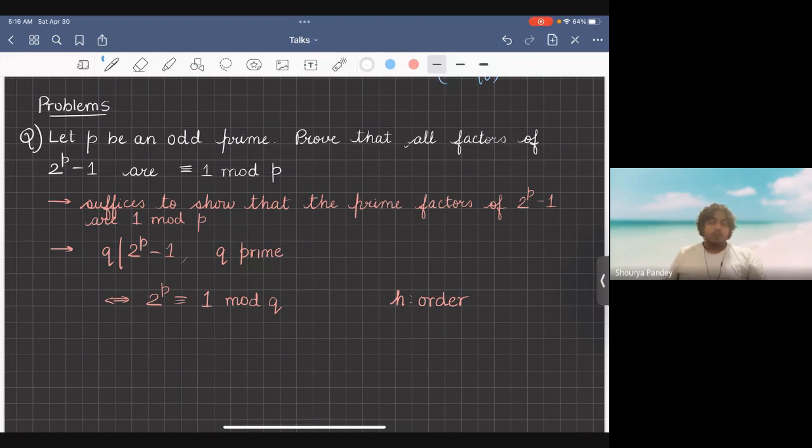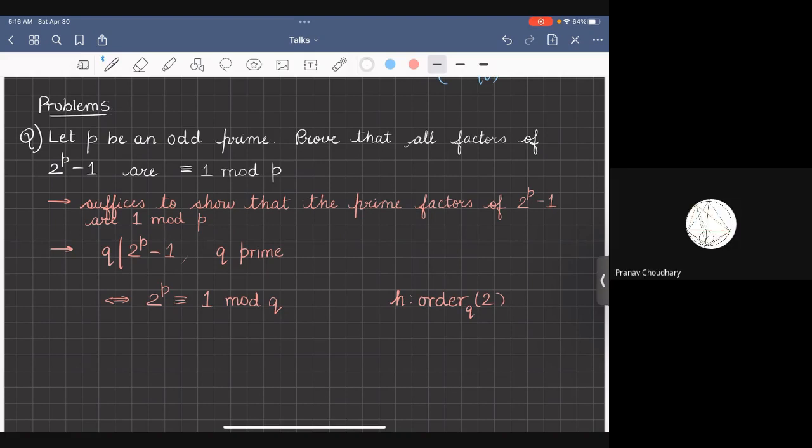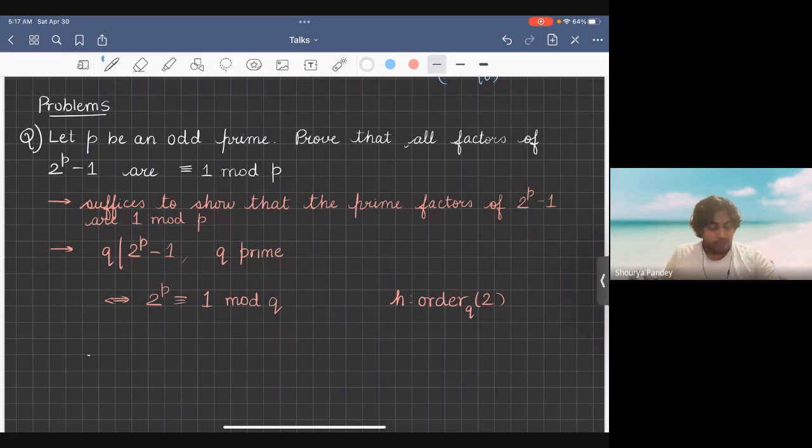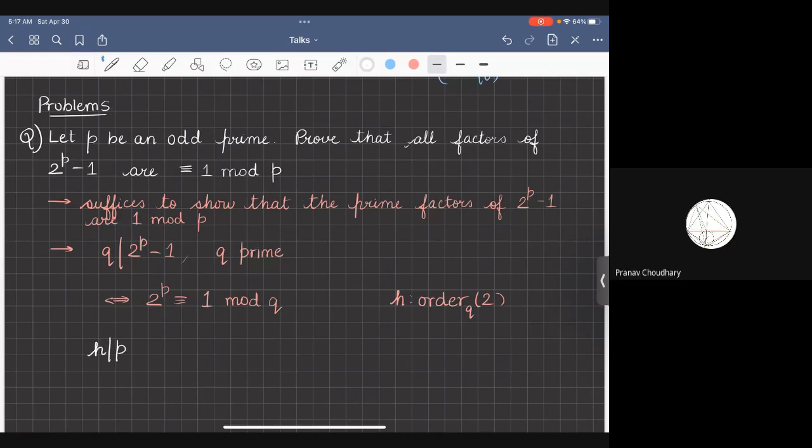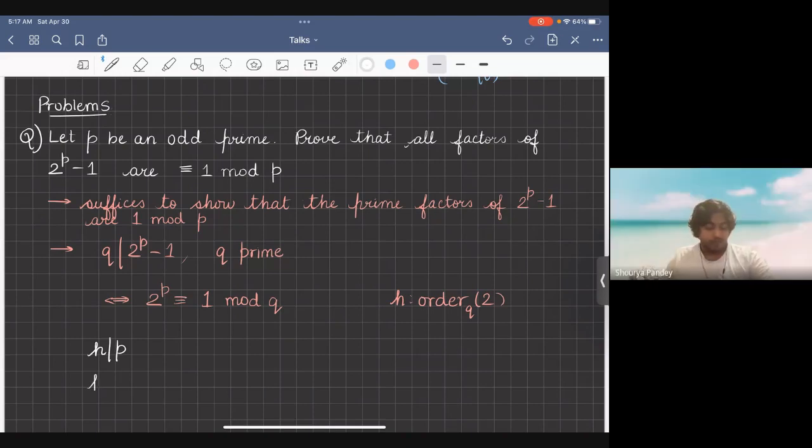If H is the order of 2 mod q, of course, that's what I mean. Then what do you know? What relations do you know by definition of order and all properties or questions you've done before? Oh, H divides p. Yes. So we know H divides p. And we know H also divides phi of q, because q is definitely odd, right?